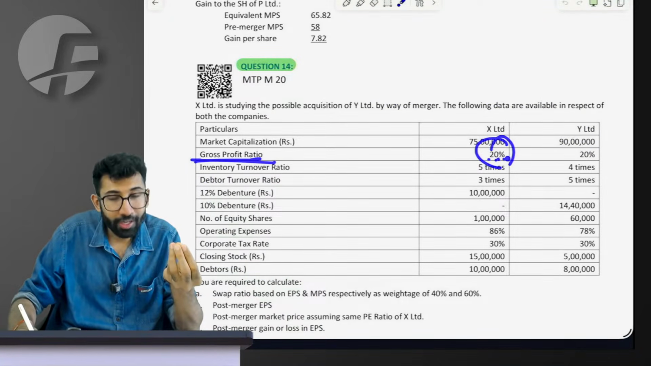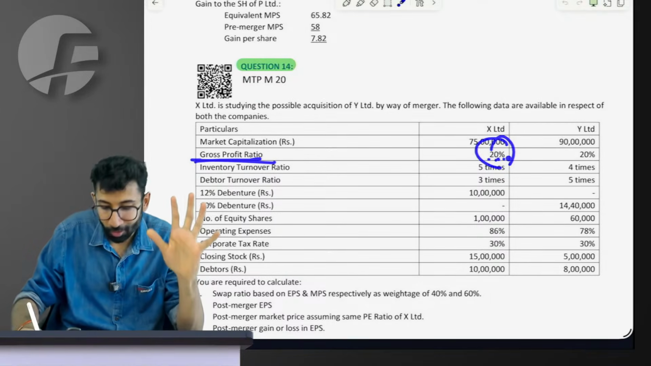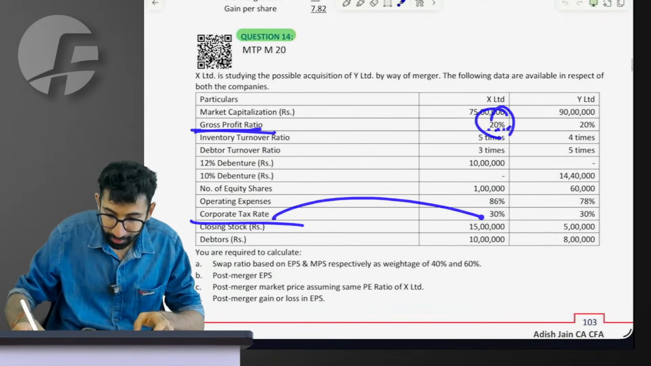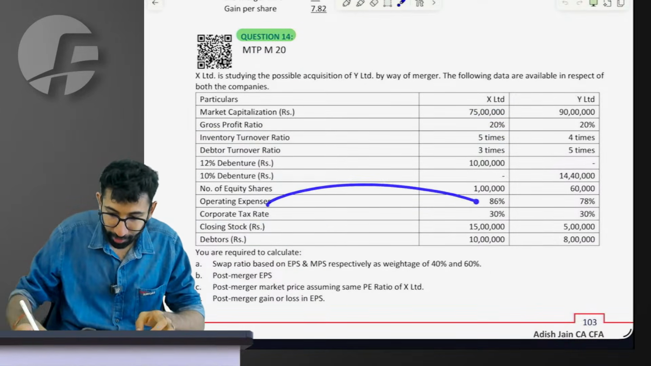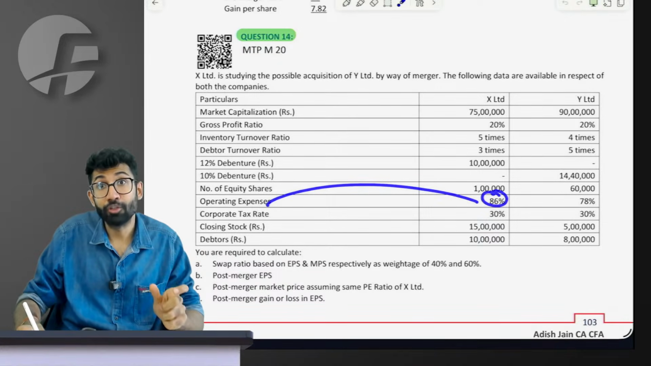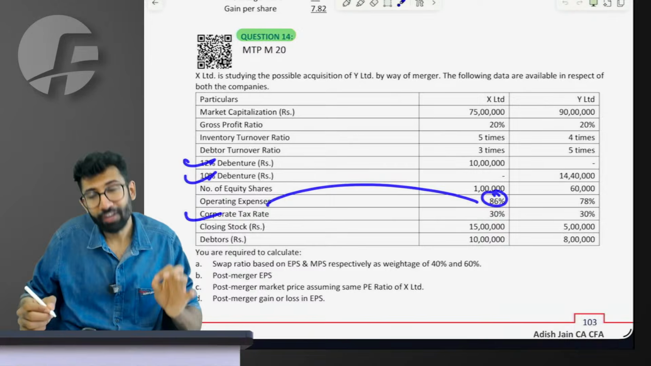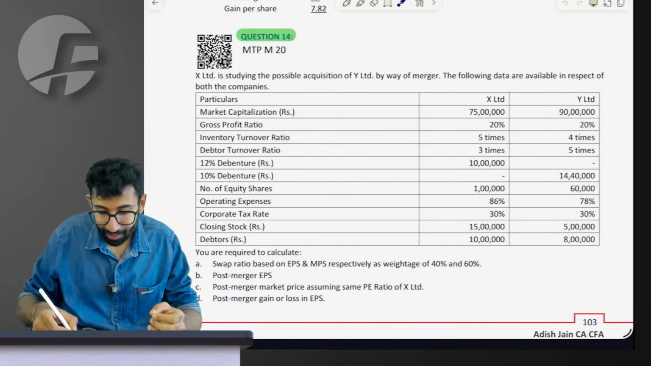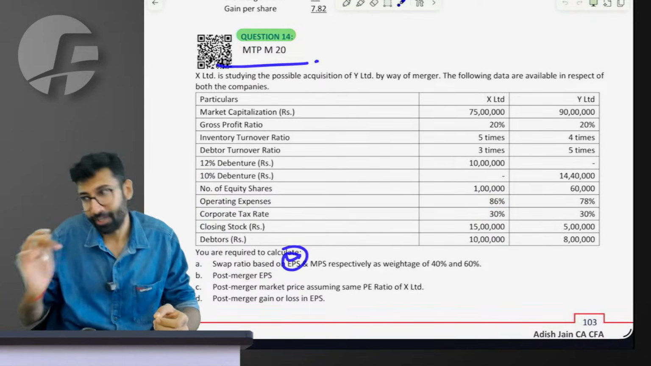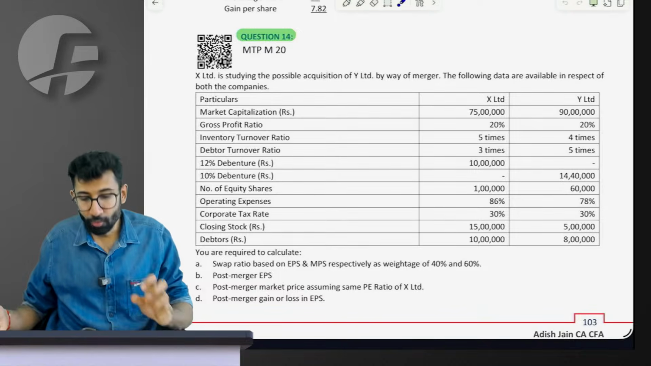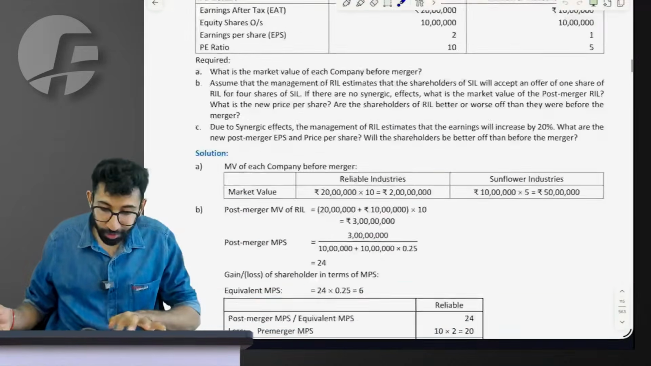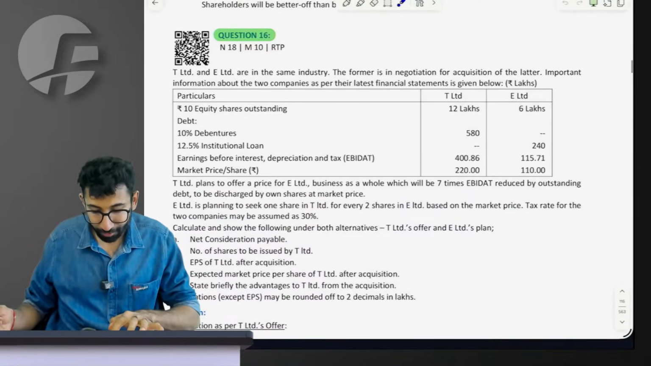If the gross profit is 20%, you can accordingly find the total amount of sales, from which if you deduct the operating expenses of 86%, you will get the EBIT of 14%. From EBIT, pay interest, pay tax, and you have PAT. Divided by number of shares, you have EPS. That is what you will have to do in this brilliant question. Didn't want to do the entire question, but wanted to give you a sense of what this question can have. Are you all settled with it? Please tell me.